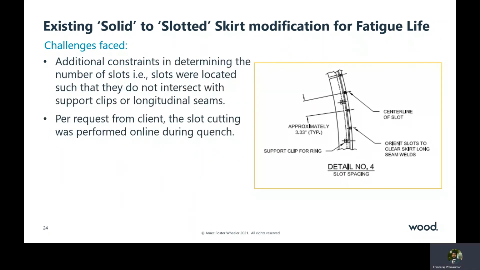As explained in the previous slide, the bottom portion of the slot also intersects with insulation support clips that hold the support ring. Therefore, this additional constraint needed to be considered in determining the number of slots required. At last, a final number of 108 slots were used such that the center line of slots do not intersect with insulation support clips. At the same time, the slots were located such that they do not intersect the longitudinal weld seams of the skirt. We also specified the sequence of slot cutting when the drum is in cold condition to avoid creating asymmetric weight loads on the skirt.